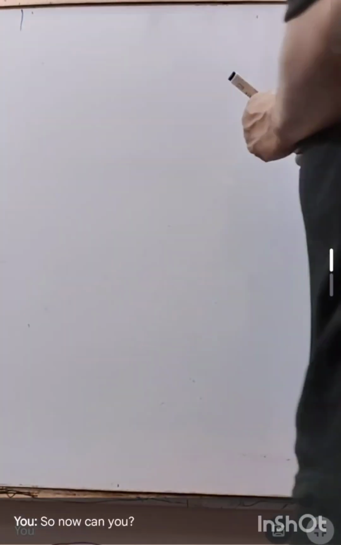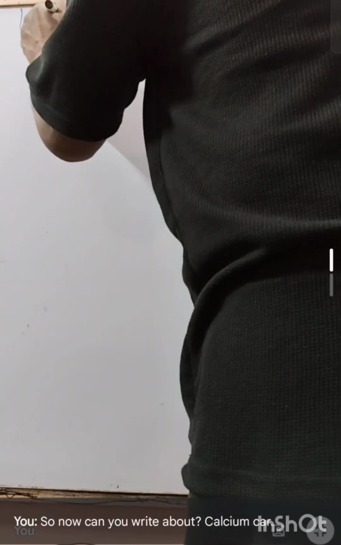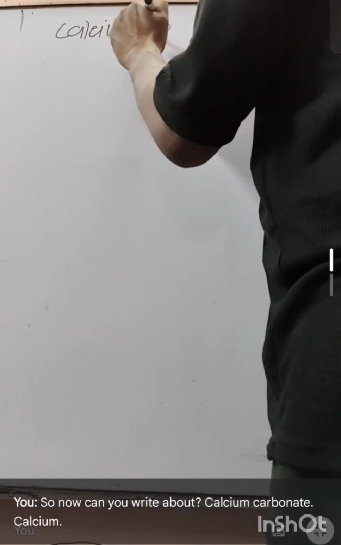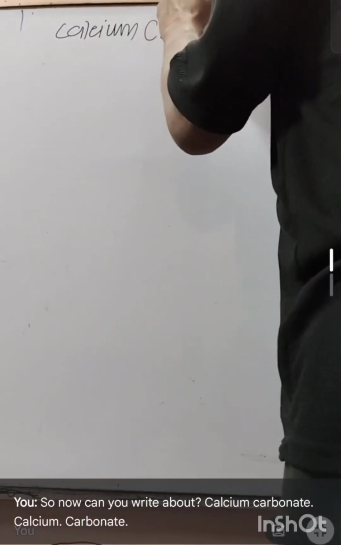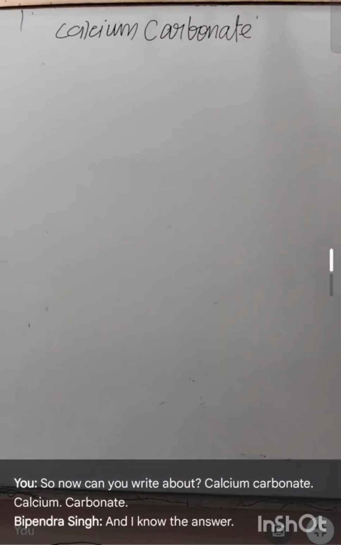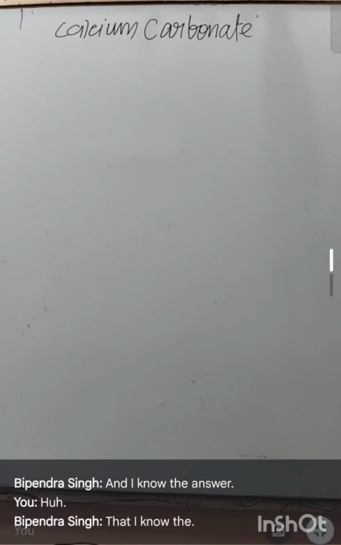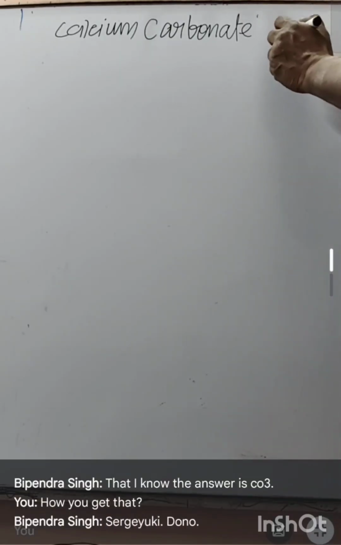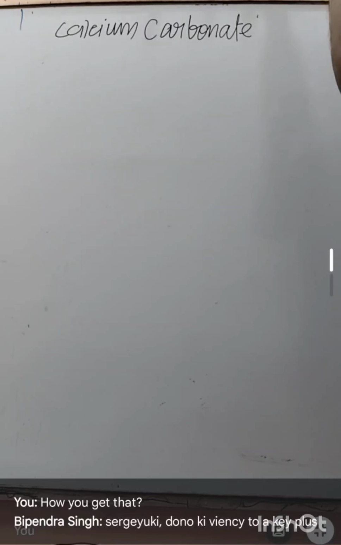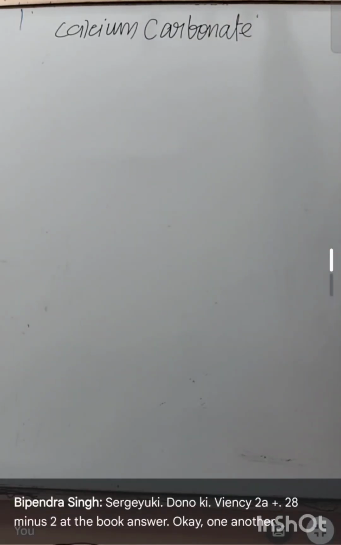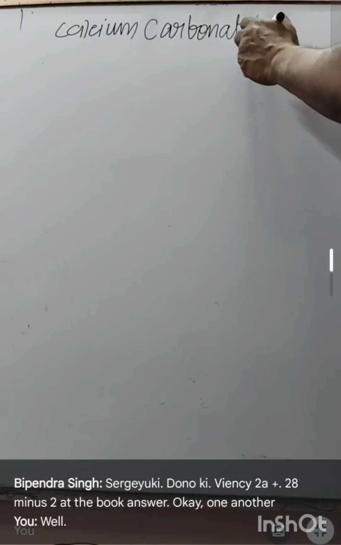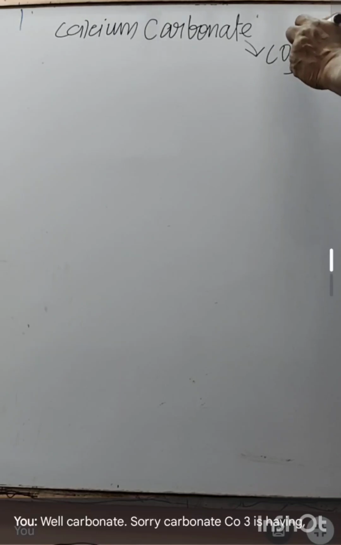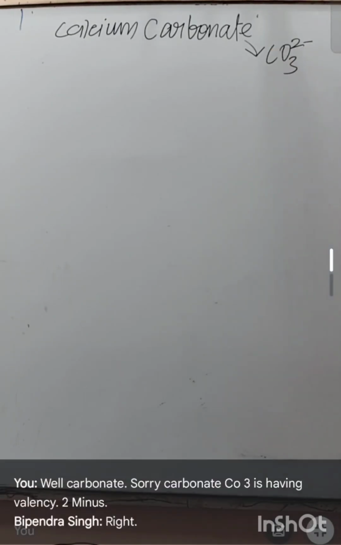So now can you write calcium carbonate? Sir, I know the answer. CaCO3. How you get that? सर क्योंकि दोनों की वैलेंसी 2 है, एक की +2 एक की -2 है, तो वो कैंसिल होके 1 आ जाएगा, तो फिर CaCO3 हो जाएगा. Carbonate, CO3 is having valency 2 minus, right?